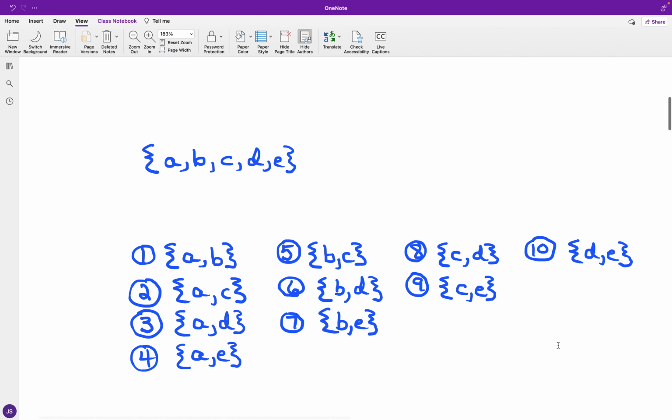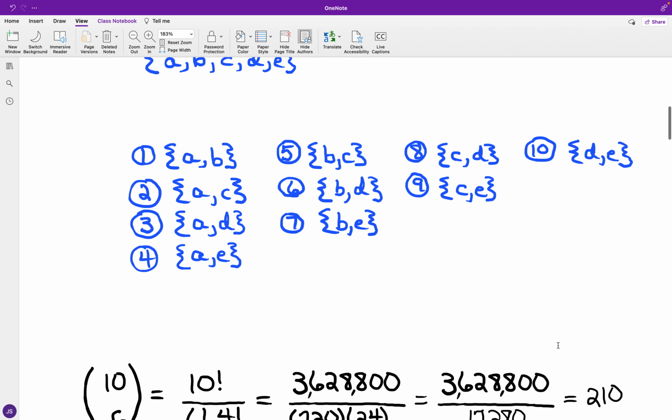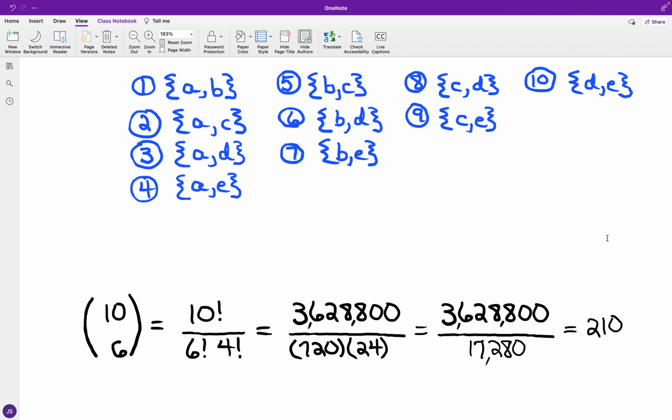Now, in evaluating the binomial coefficient, let's say we have 10 elements taking 6 at a time. With the raw numbers, 10 factorial has a value of over 3.6 million, 6 factorial is 720, and 4 factorial is 24. You could take the product in the denominator, and the ratio simplifies to 210. This is one way that you could go about it.